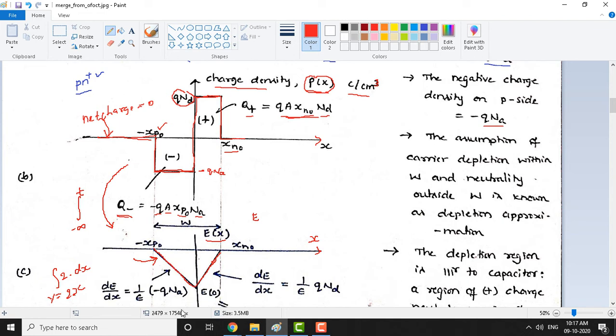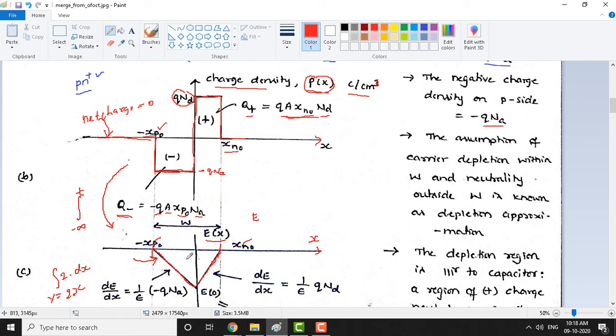You can see here, this is a constant waveform. You can see this step waveform here, constant between minus xp naught to 0 and again 0 to xn naught. It is a constant. If you integrate this constant step function, what kind of waveform do you get? You get this negative going linear function here, and you can see a positive going linear function here. This is a positive going linear function like this. Okay, and this complete region between xp naught and xn naught is the depletion region. This is the edge of the p-n junction towards the n side.